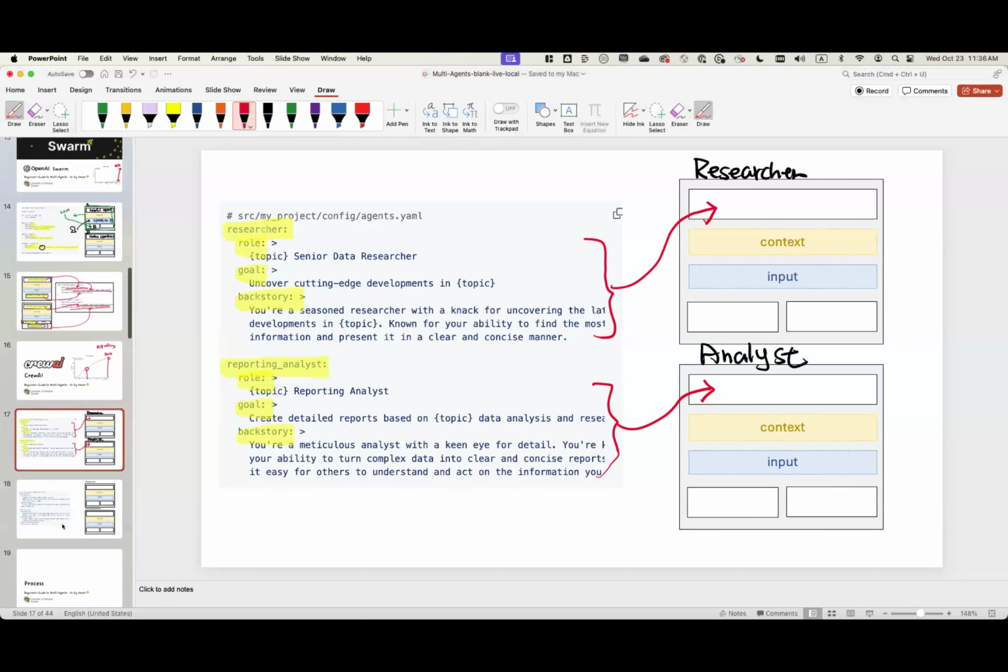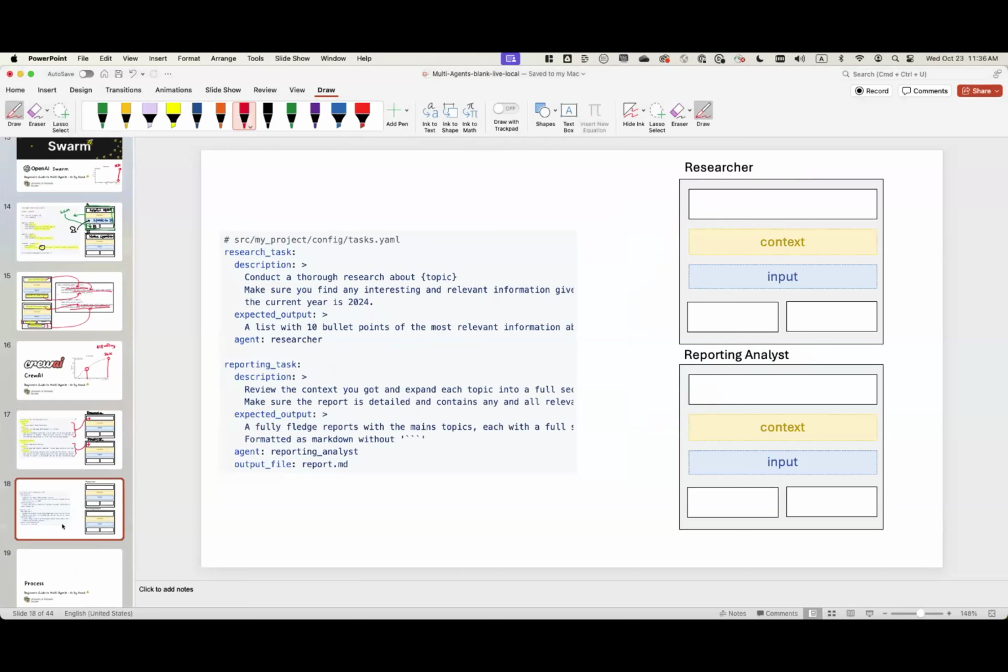Then there's a different file where you define the tasks. In this case, the first task is a research task, and the agent that runs this task is the researcher. So I could put this research task over here. This is one of my tools, and there could be other tasks too, but I didn't show them in this file. Another task is the reporting task. Who can do this task? The reporting analyst. So with this information, I will continue to develop this. I will say a write report is now a task.